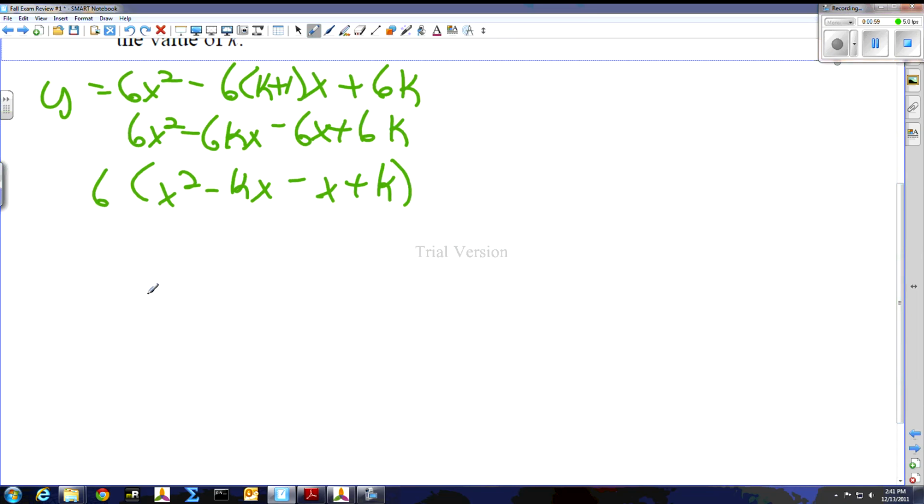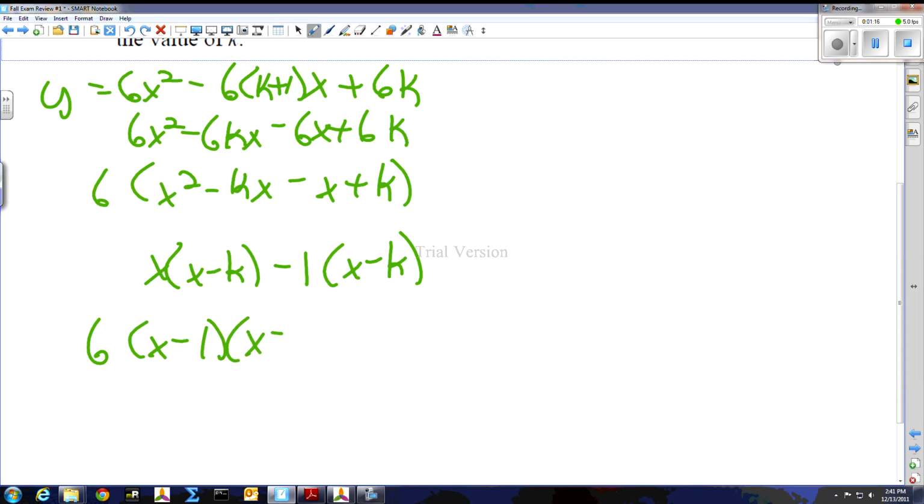It's 4 terms, so we're going to group the first two together, take out an x and get x minus k, take a negative 1 out of the next two and get an x minus k, so that our final answer down here becomes 6(x minus 1)(x minus k). Well, set the derivative equal to 0, we get x equals 1 and x equals k.